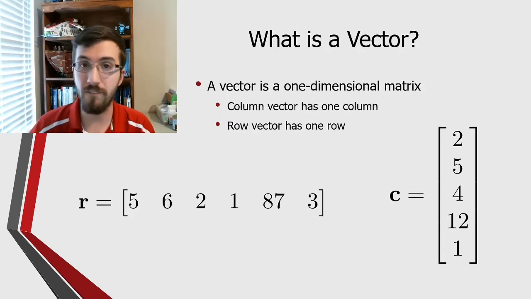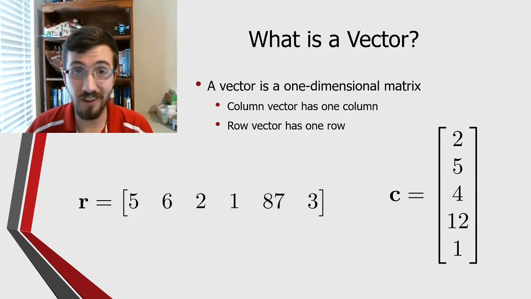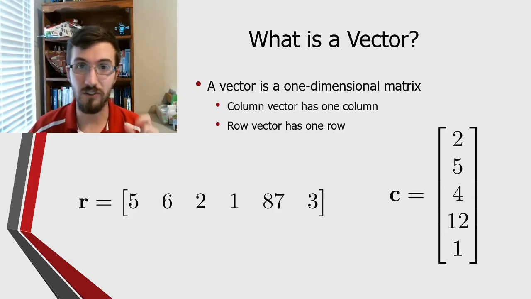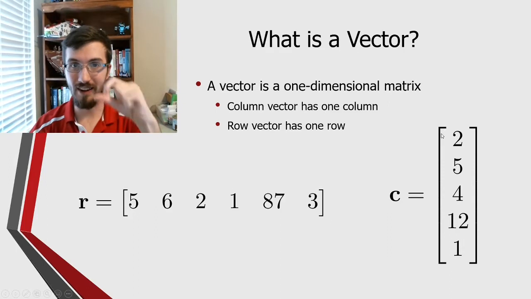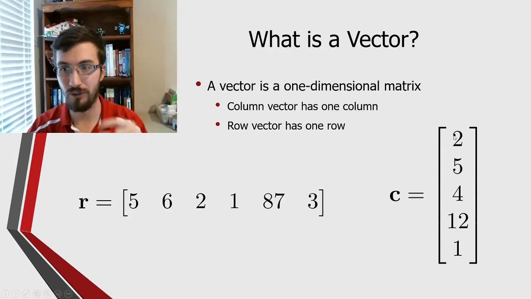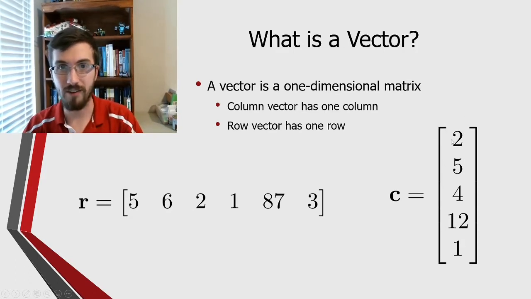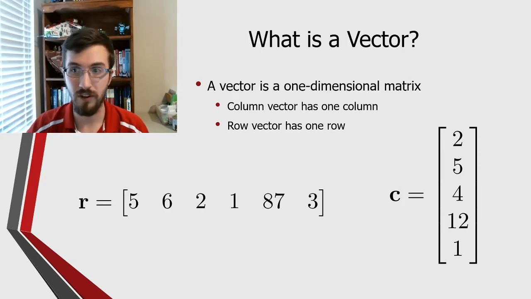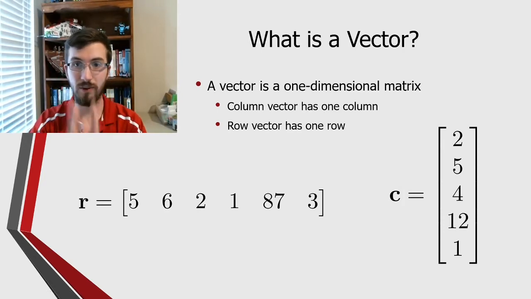Now let's talk about a vector. A vector is a one-dimensional matrix. There are 2 kinds of vectors: we have a column vector and a row vector. A column vector looks like this. It's a single column. This one has 5 entries, but it's only 1 column wide. There's only the 1 column there, no other columns. So it's just a matrix that has only 1 column.